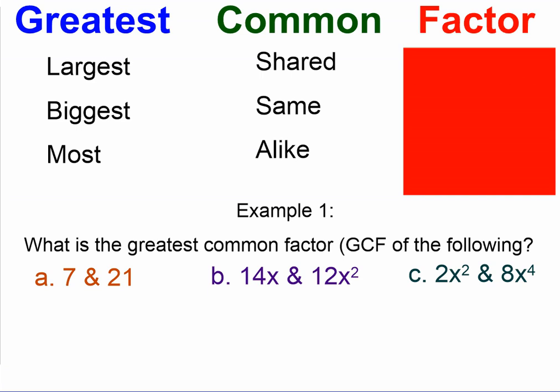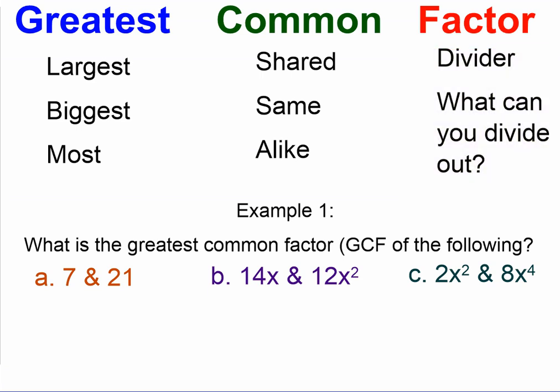Now, you have the greatest common factor. The factors we've just been talking about are the dividers. What can I divide out of that number? Now, greatest common factor is the largest shared divider.